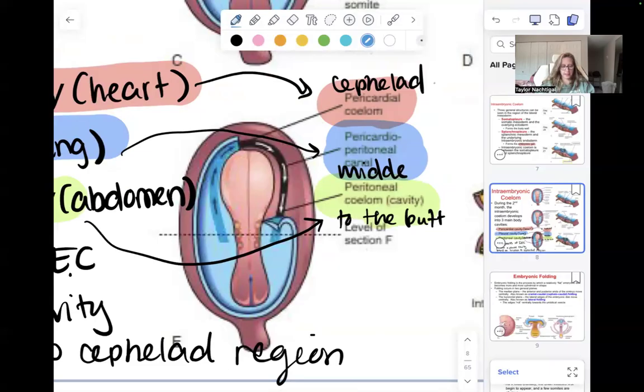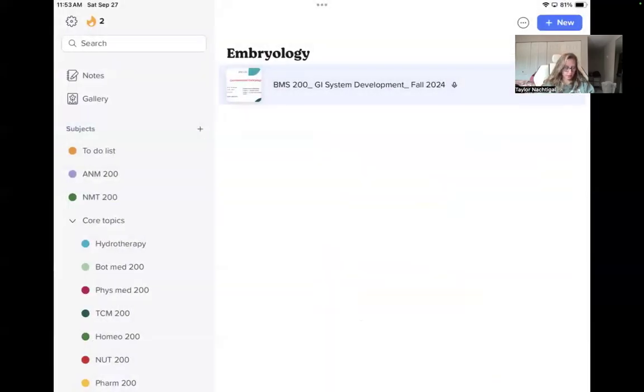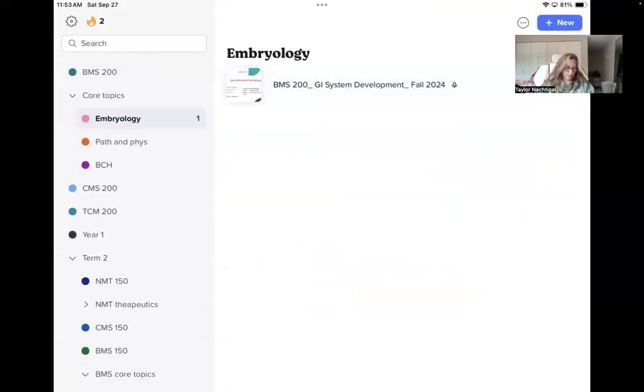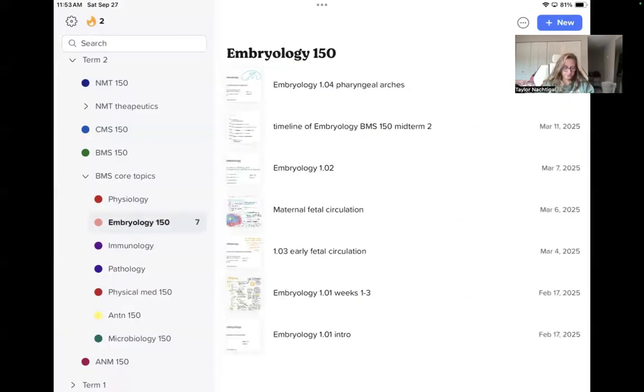Here I have cephalad to the head, the middle area, and then to the butt, or to the tail, also known as caudal. Now, I remember really struggling with being like, how does this equal this? What is this picture showing us? So I'm just going to quickly pull up my BMS 150 lecture and sidetrack to explain how those two pictures relate to each other.